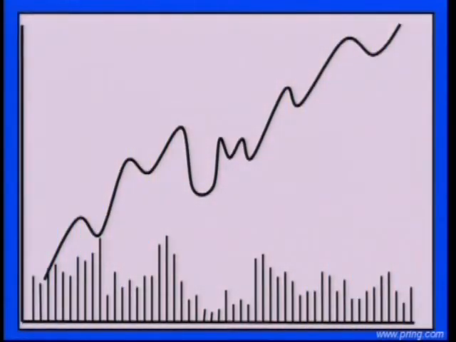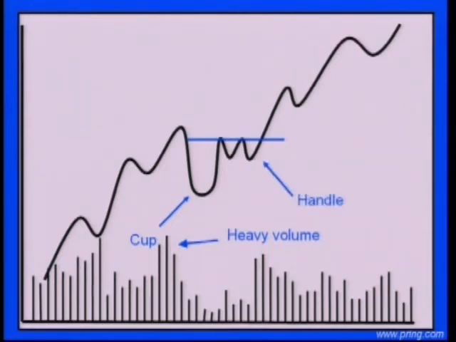A final pattern is cup and handle, made famous by William O'Neil. The idea here is that we have a sharp rally accompanied by very heavy volume and then a sharp decline. And then we get a recovery and we get a kind of platform, and the platform is the handle. So there's the cup, the U shape, and then the handle is the little trading range.